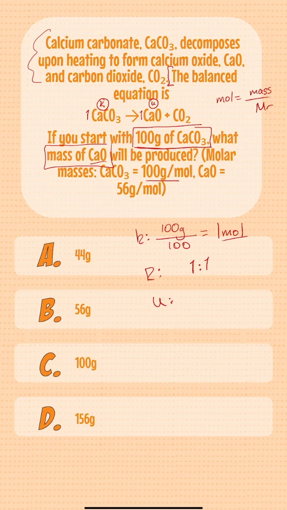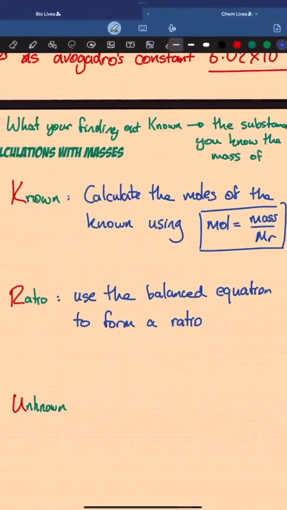So that means if you have 1 mole of CaCO3, it means you have 1 mole of CaO. So 1-to-1 ratio. Sorry, let me go back. If we have 1 mole of CaCO3, then that means we also have 1 mole of CaO. If it's 2-to-1, you'll see I'm going to do an example after this where the ratio changes. Here it's quite simple when it's 1-to-1. It means you have the mole of the unknown as 1 as well. So we've got a 1-to-1 ratio.